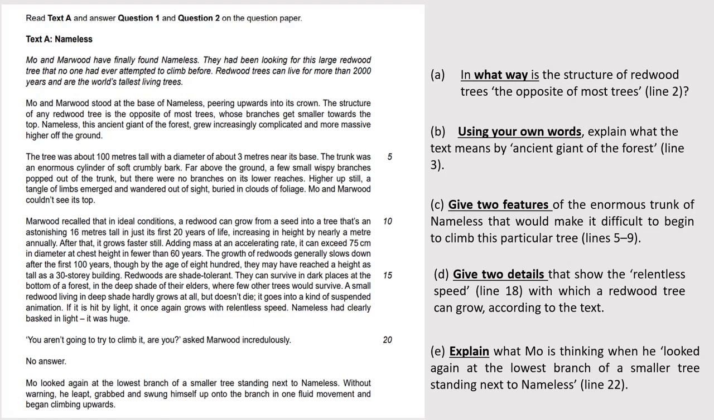Marwood recalled that in ideal conditions, a redwood can grow from a seed into a tree that's an astonishing 16 meter tall in its first 20 years of life. So yes, I think this is the relentless speed part, because if you look at it, a seed can grow up to 16 meters in just first 20 years. Okay. And then if you move on, it says that it increases in height by nearly a meter annually. Oh my goodness. Okay, so this could be a possible answer.